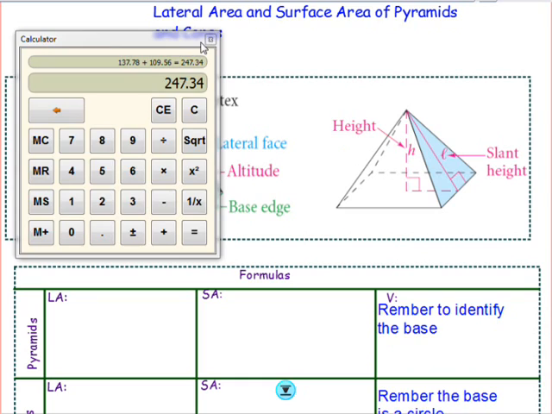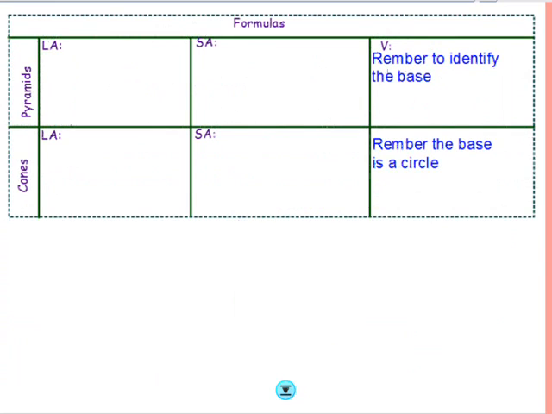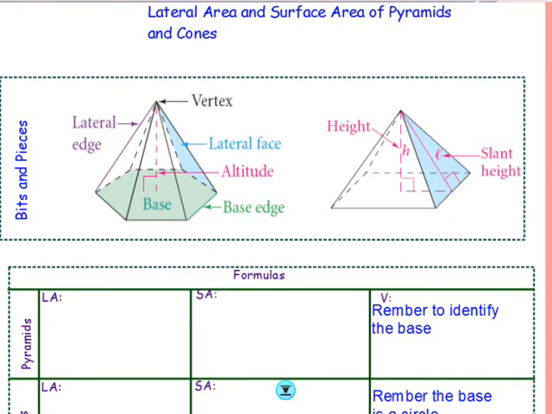Alright, so lateral area and surface area of pyramids and cones. Okay, lateral area and surface area of cones. Alright, so let's go ahead and check our formula sheet, make sure we know. So pyramids and cones. So these are the parts. Some of the parts are important. We have a lateral edge. We have the altitude. That's from the top, straight down. We have a base edge. We have a lateral face.